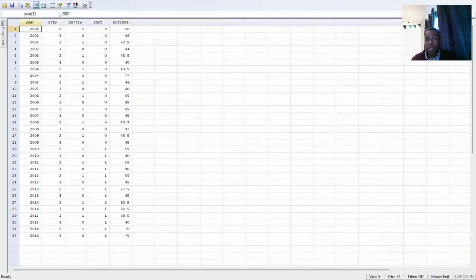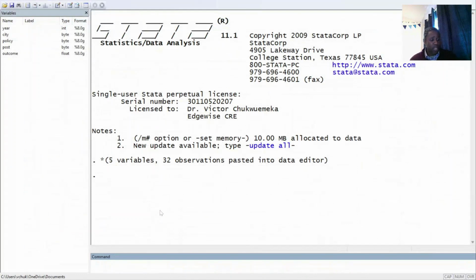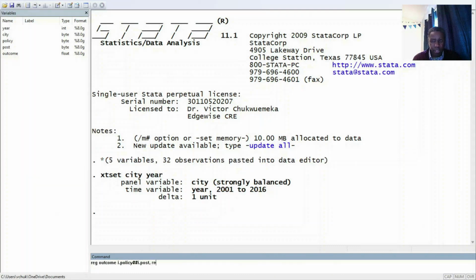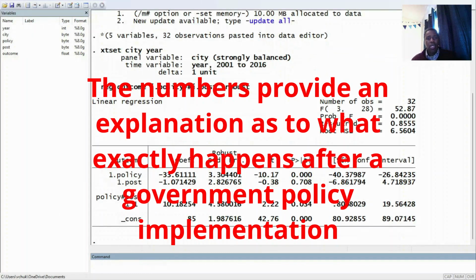Stata. There we go. There's our variables. And now we are going to measure this. And now we're going to regress the outcome, post outcome. Here we go. And this is our results.